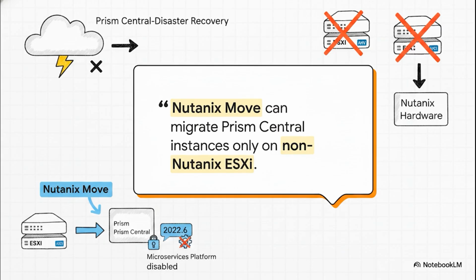The only time you can use Nutanix Move for Prism Central is if two very specific conditions are met. First, the Prism Central instance has to be deployed on a non-Nutanix ESXi environment. Second, the version must be 2022.6 or older, and the microservices platform must be disabled. Commit that exact exception to memory, for sure.